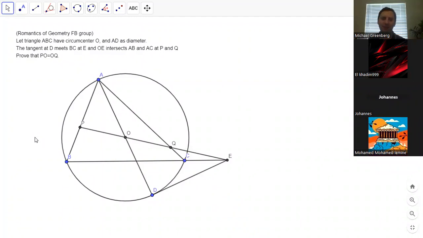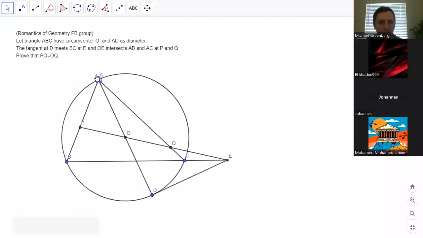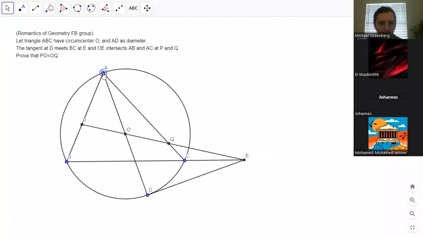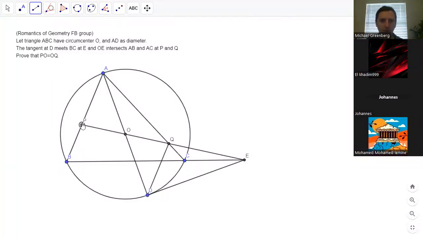Yeah, I think I've seen this before, but we need to prove that AP is parallel to DQ, DP is parallel to AQ. Oh, that's a good point. It's a parallelogram. I don't know how I didn't think of that. Okay. So we want to show that's a parallelogram, which is the same as showing DO is a median.